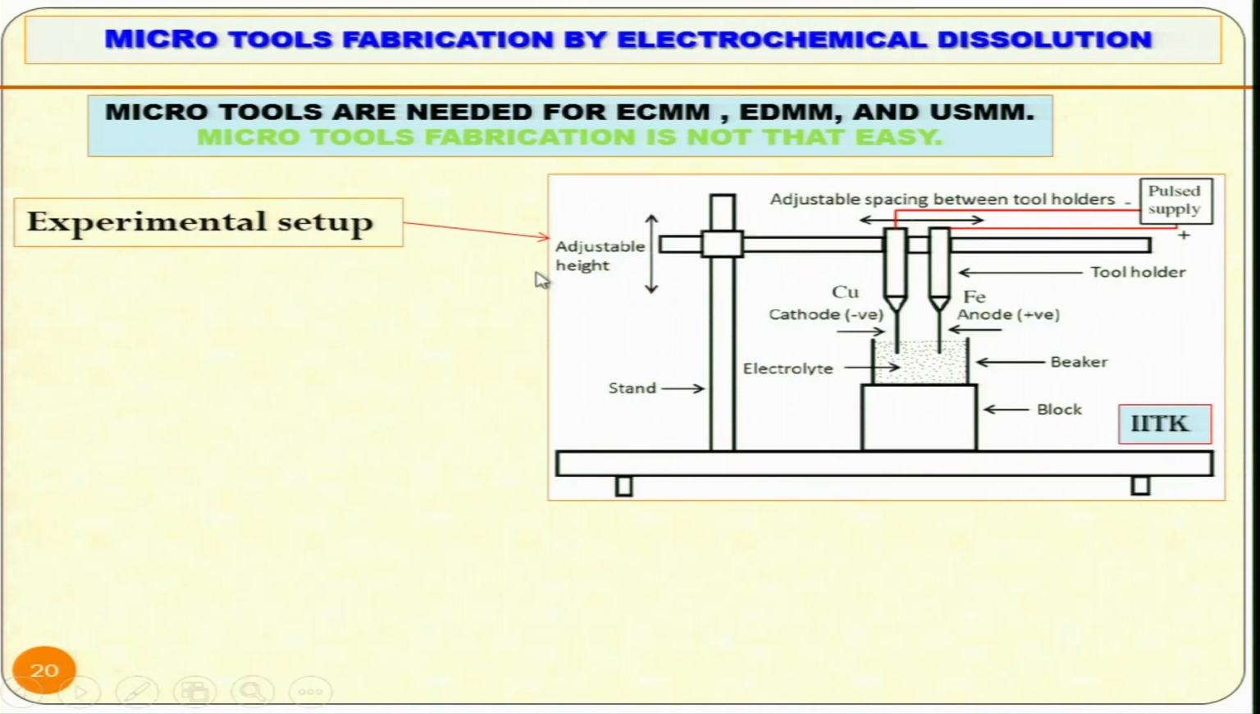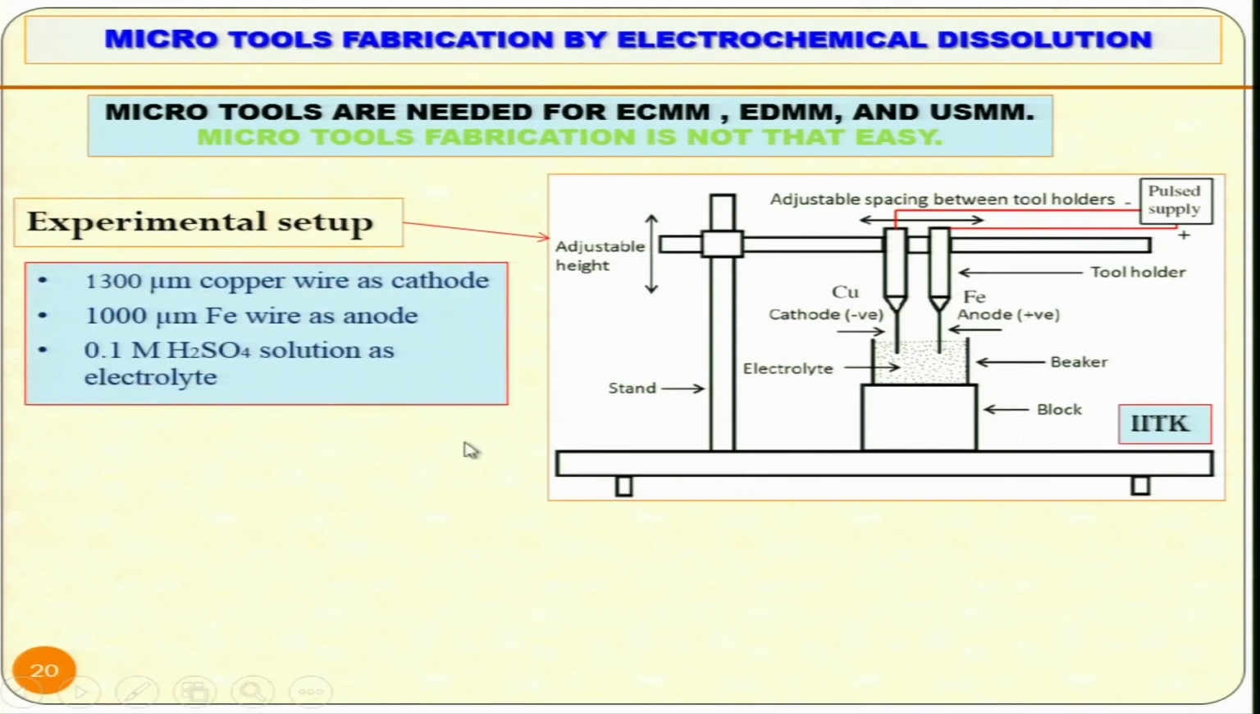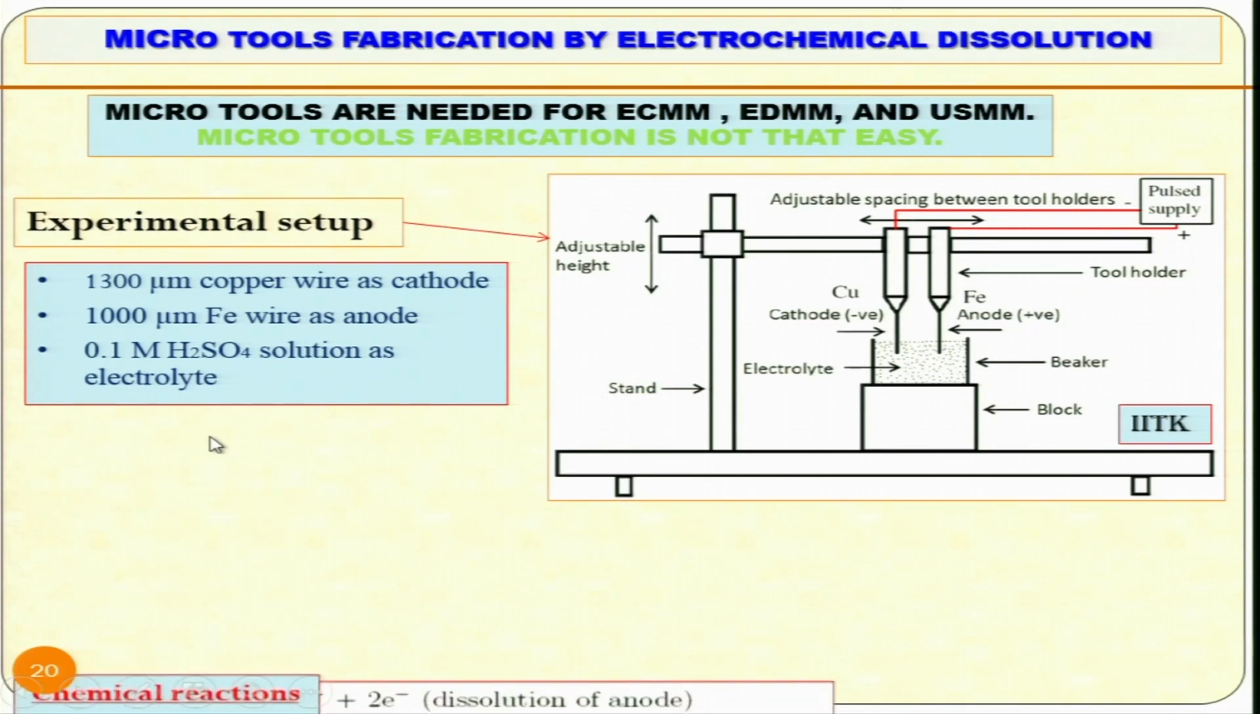Now here experimental setup is given over here. This is the negative, copper is the tool, and this is the anode, and here anode is dissolving, so its diameter is continuously changing. You can see over here, this is connected to the positive terminal, this is for the negative terminal. 1300 micrometer copper wire was used as the cathode, 1000 micrometer iron wire was used as the anode, and 0.1 M H2SO4 solution was used as the electrolyte, that is the acidic electrolyte.